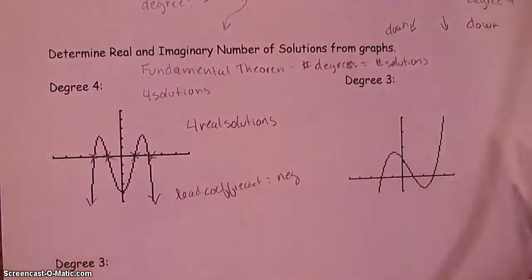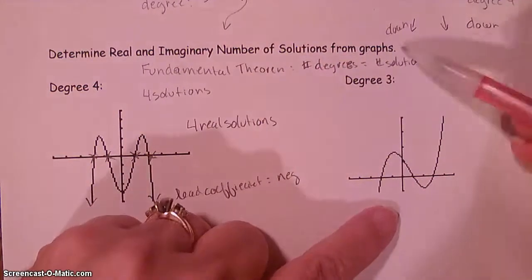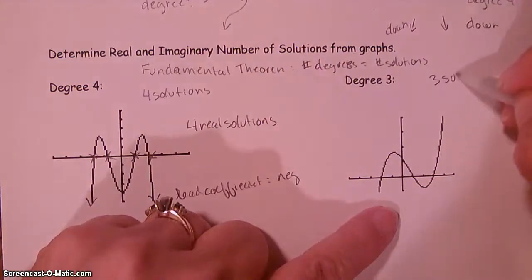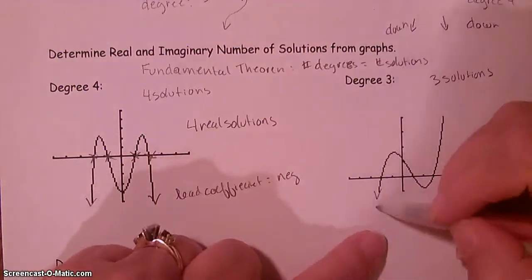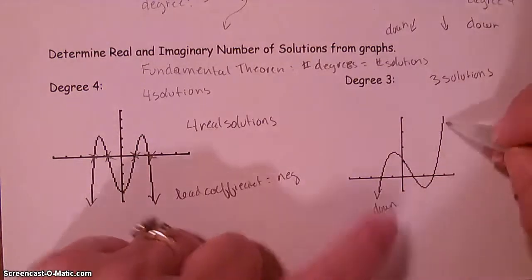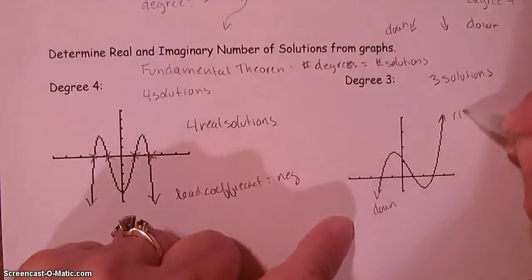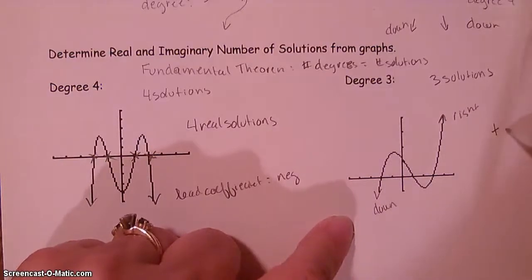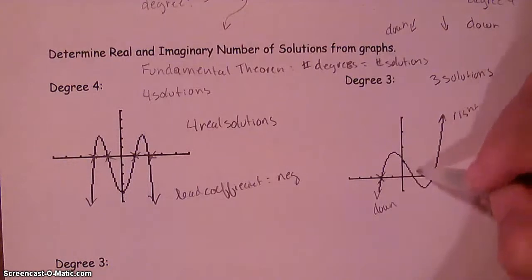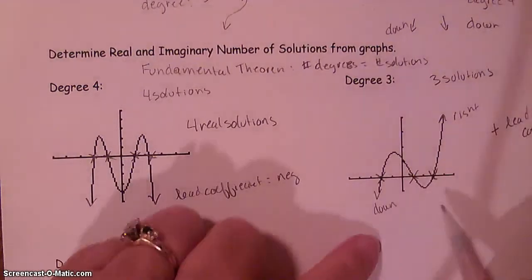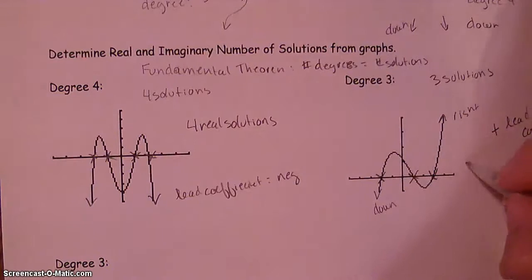Okay, let's look at the second example. My degree is 3, so I need 3 solutions. My end behavior here is down on the left, up on the right, so that tells me I have a positive lead coefficient. And how many real solutions do I have? Well, I cross here, there's one, and there's one. So I have 3 solutions crossing the x-axis. These are 3 real solutions.